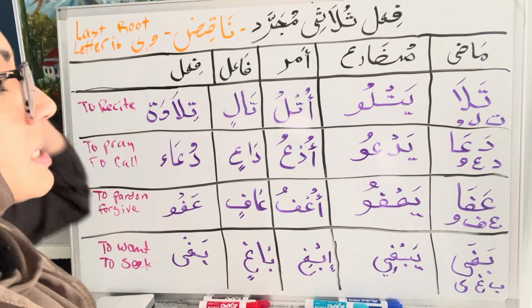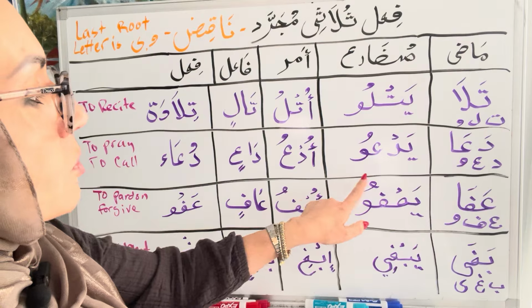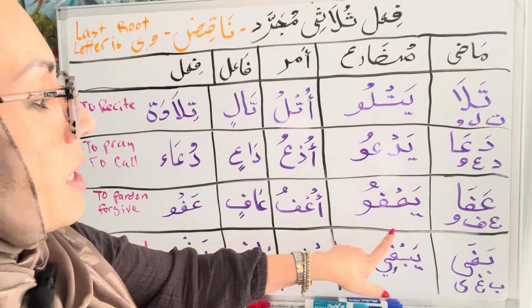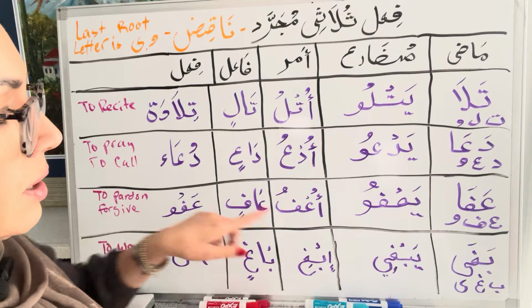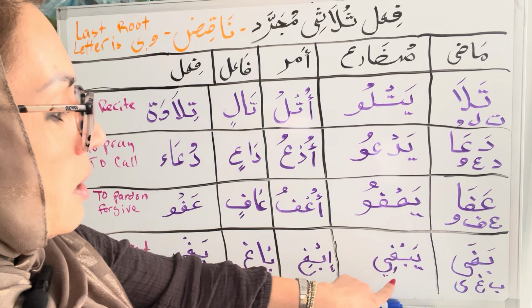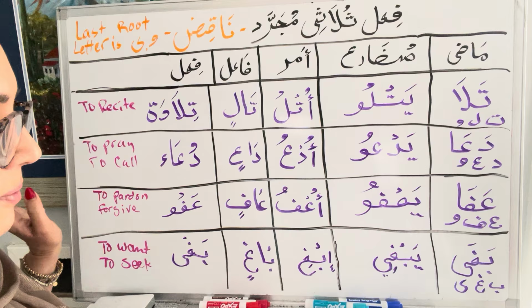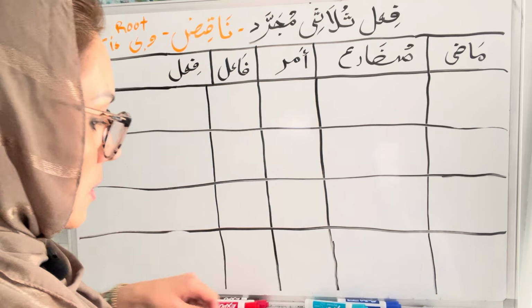All right. So we have tala, yatlu, utlu, talin, tilawa, da'a, yad'u, ud'u, da'in, du'a, afa, ya'fu, u'fu, afin, afu, baghi, yabgha, yabghi, ibghi, baghin, and then baghi. All right. I will come back with a clean board, inshallah.